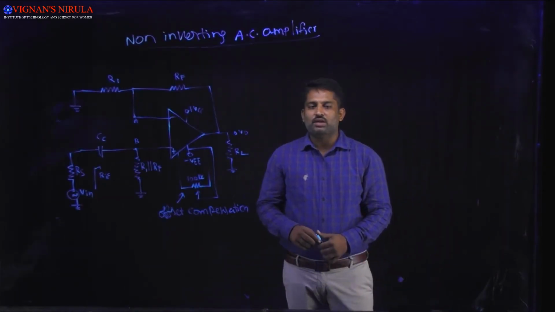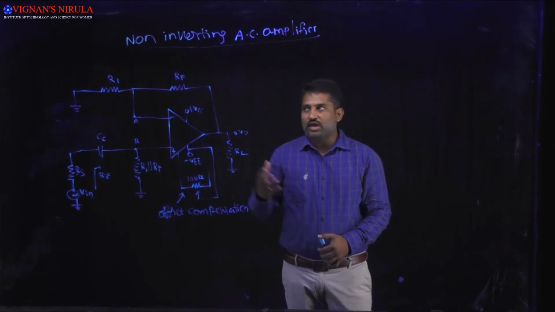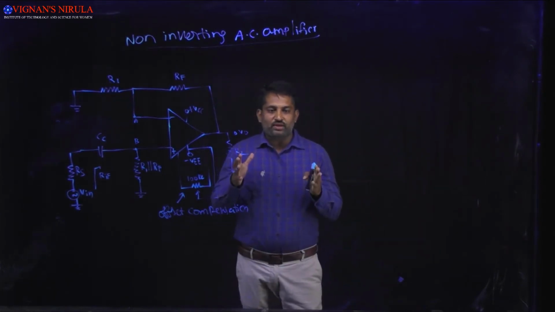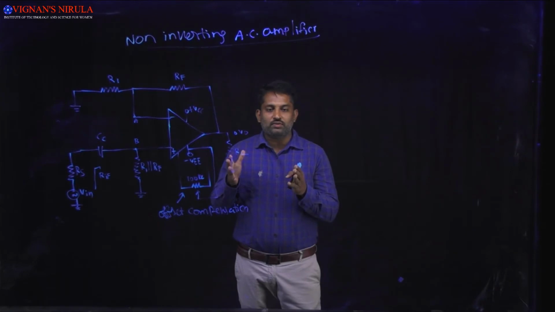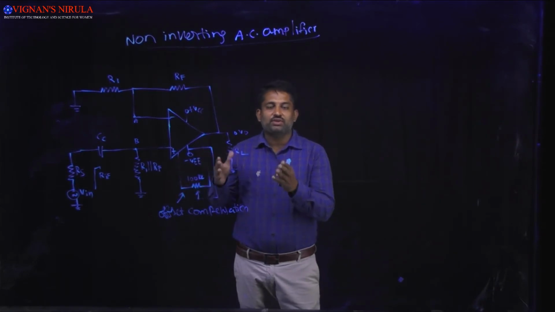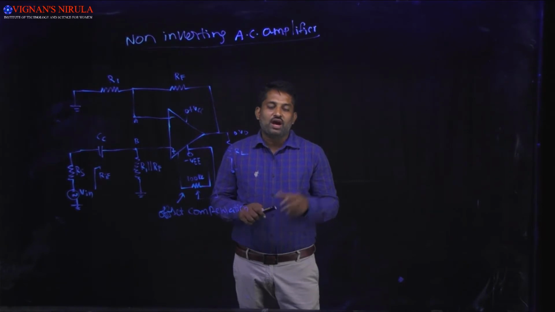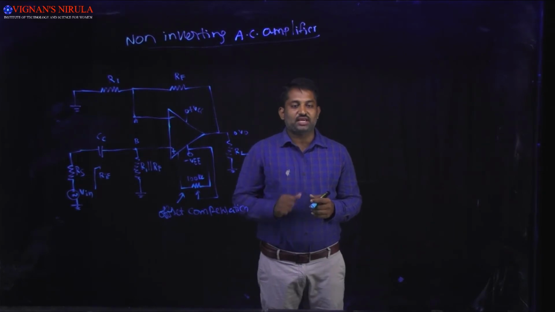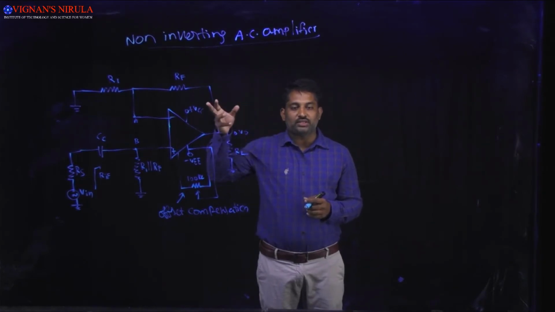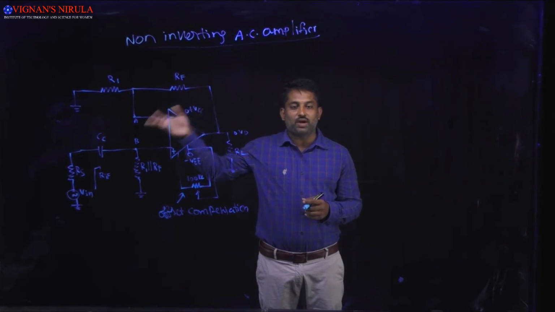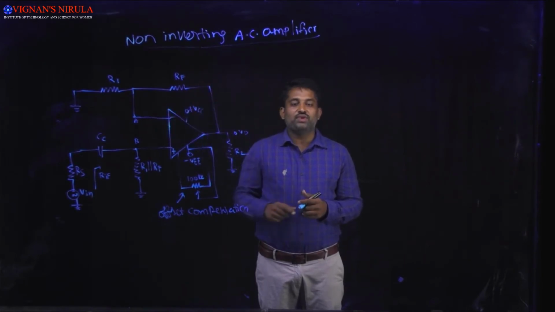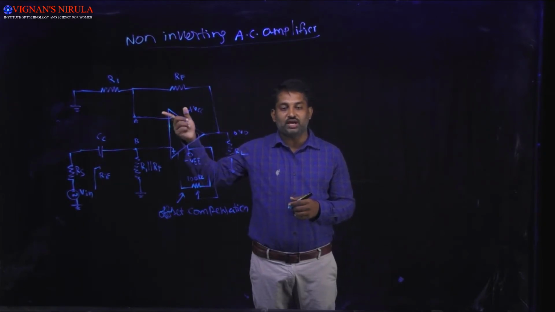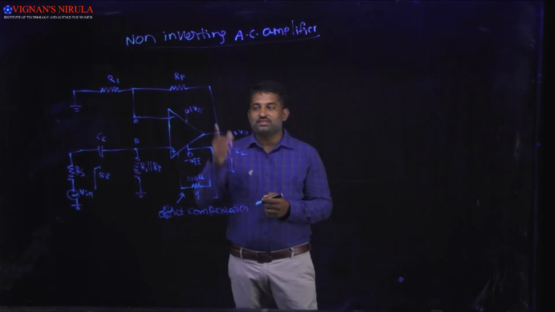Coming to the non-inverting AC amplifier. Just now we have seen the inverting AC amplifier. AC amplifier means the op amp is responding to the AC signals. That's why we are calling it an AC amplifier. And what is the difference between the non-inverting AC amplifier and the inverting AC amplifier? We apply the input at the inverting input terminal of the op amp in the case of the inverting AC amplifier. For the non-inverting AC amplifier, we apply the input at the non-inverting terminal.